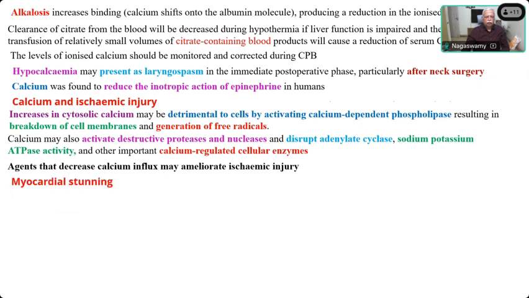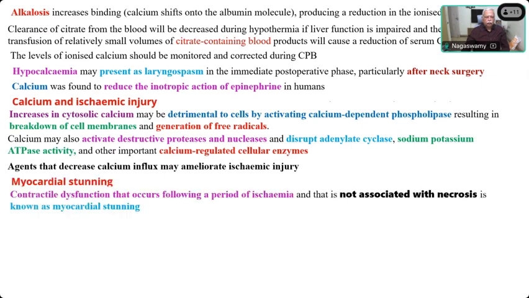Then in myocardial stunning, the contractile dysfunction that occurs following a period of ischemia that is not associated with necrosis is known as myocardial stunning. So the myocardium is not contracting properly, but at the same time it has not become totally necrotic because of lack of blood supply. So calcium influx during reperfusion may be the cause for stunning.